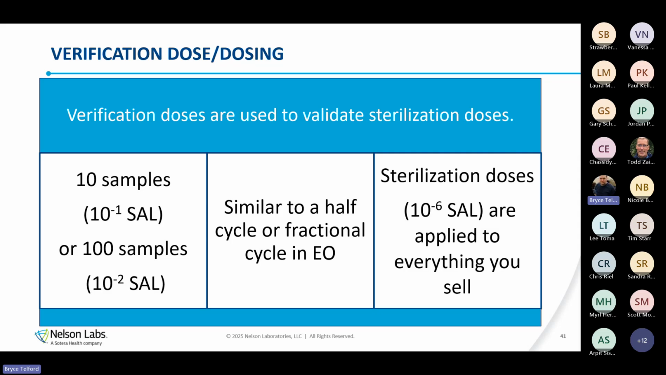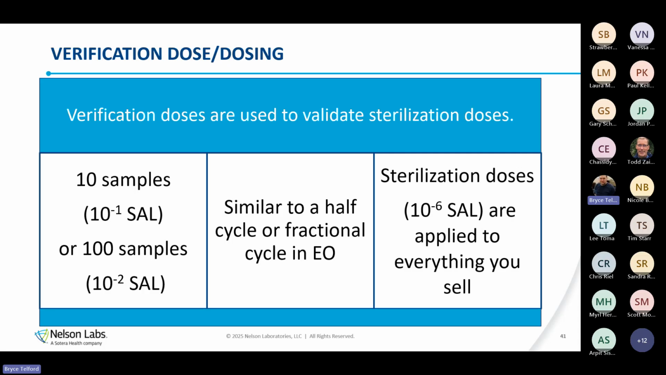if you're familiar with doing radiation testing, if you've been reading dose audits or things like that, this will probably become familiar because we test, for example, 10 samples for sterility or 100 samples for sterility. And that's actually why and how this is set: we're testing that sterility assurance level, and that is setting how many samples. So the verification dose, a good way to think of it is similar to a half cycle or a fractional cycle for EO. We're basically not able to test the sterilization dose of 10 to the minus 6. So what we're doing is testing a verification dose that applies to one of those sterility assurance levels.